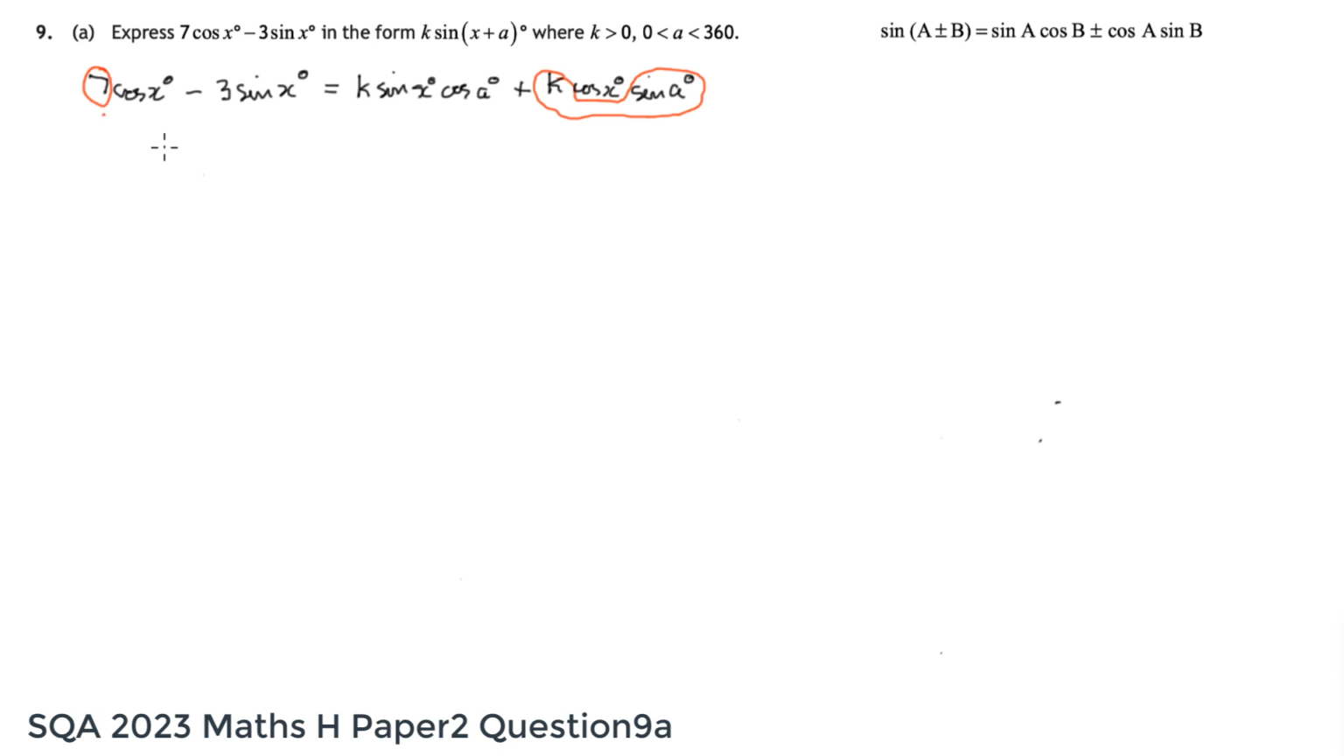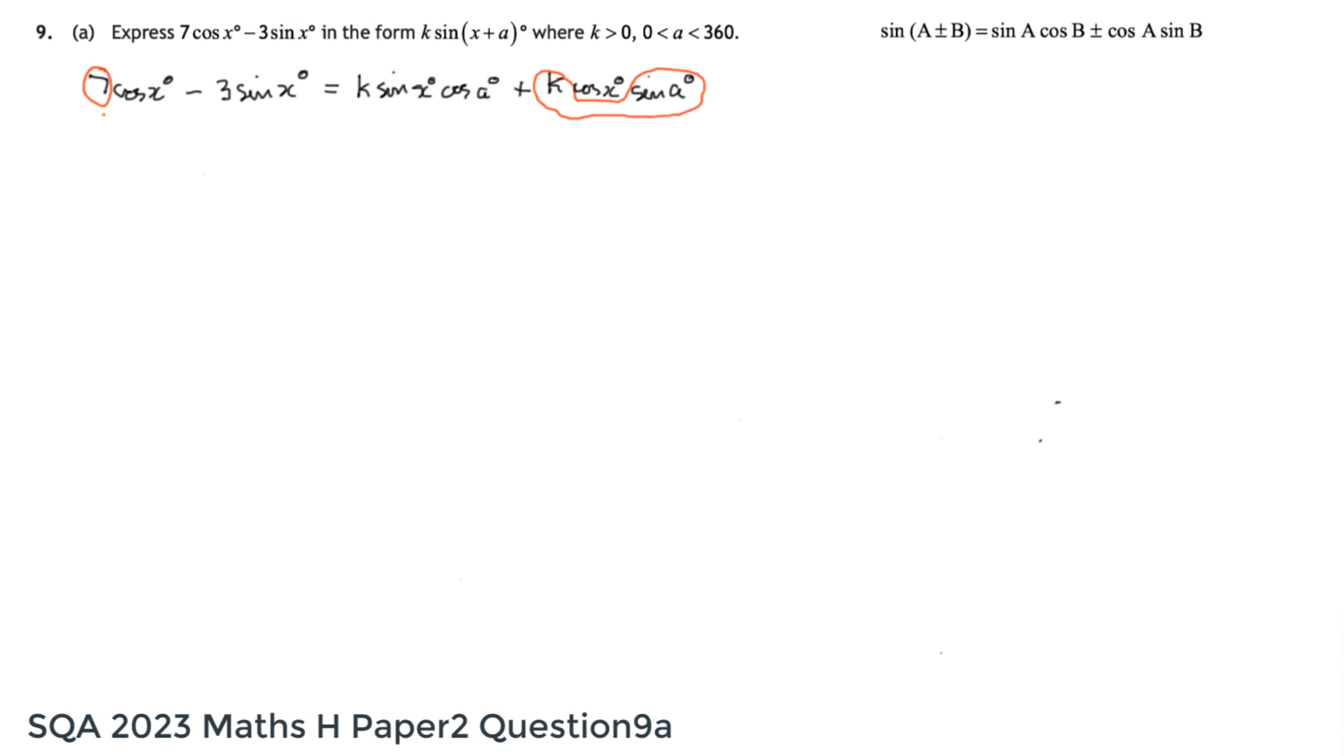So 7 and k sine A must be identical, because that multiplies cos x on the left, k sine A multiplies cos x on the right. And these two expressions are supposed to be the same.